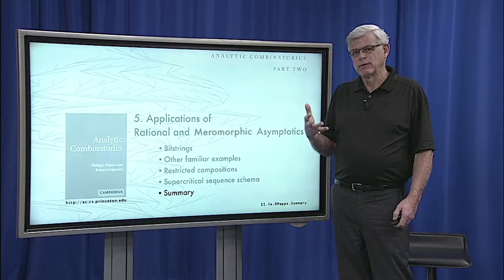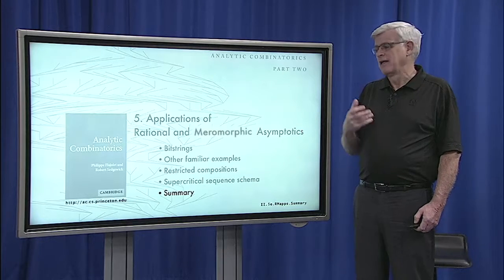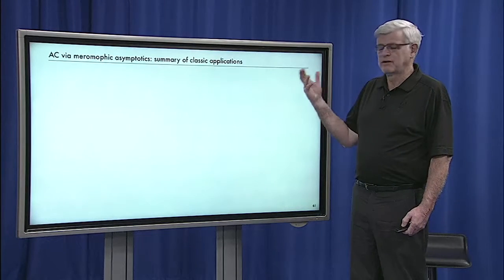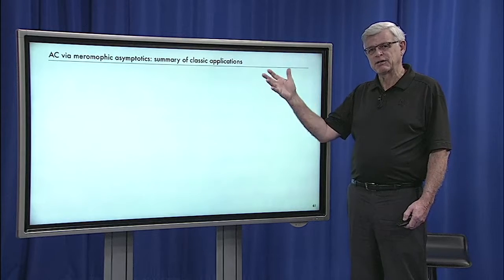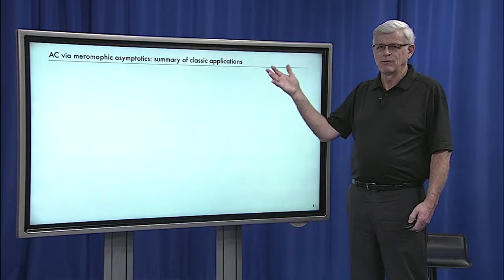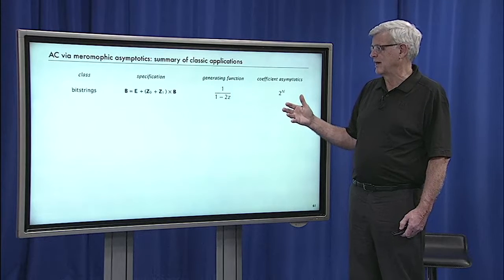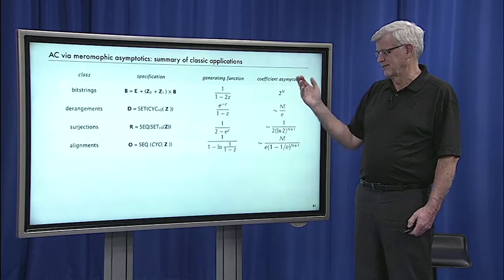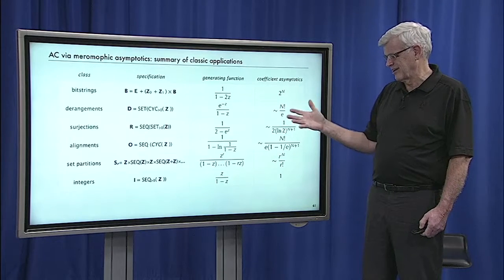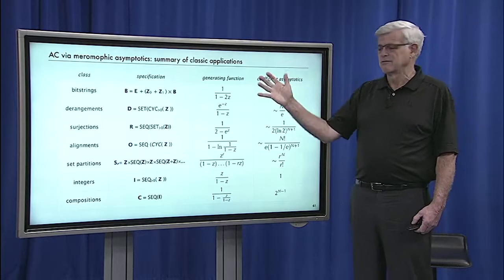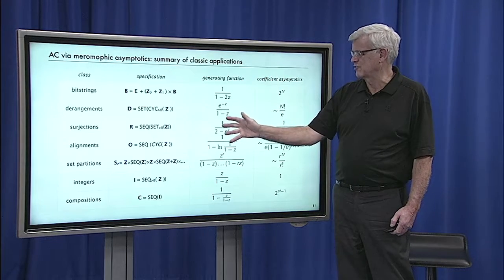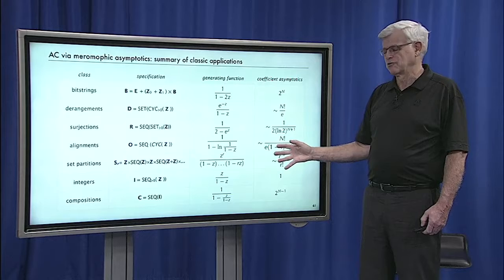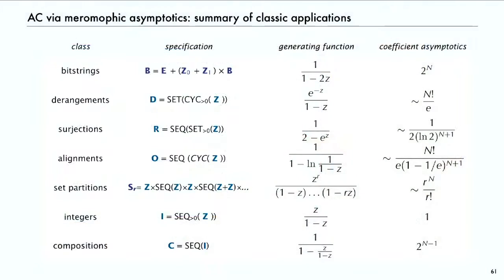All right, so let's summarize what we've done in this lecture. As promised, we've looked at, from an analytic combinatorics point of view, a whole range of classic combinatorial classes, from bit strings to derangements to surjections to alignments to set partitions, integers, compositions. In every single one of them, we took a specification immediately to a generating function via the symbolic method, and then immediately to coefficient asymptotics using the meromorphic transfer theorem.